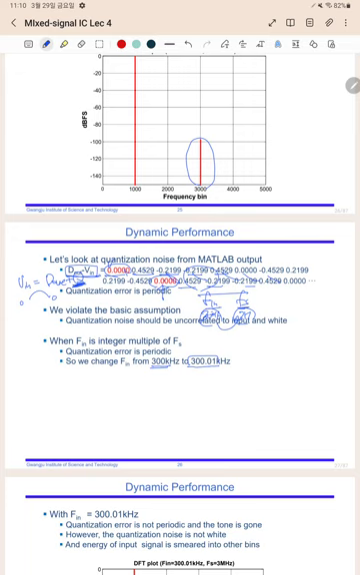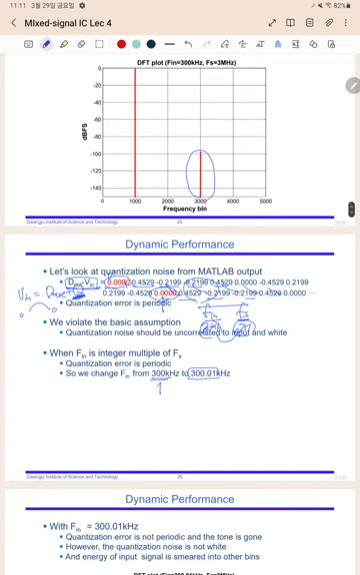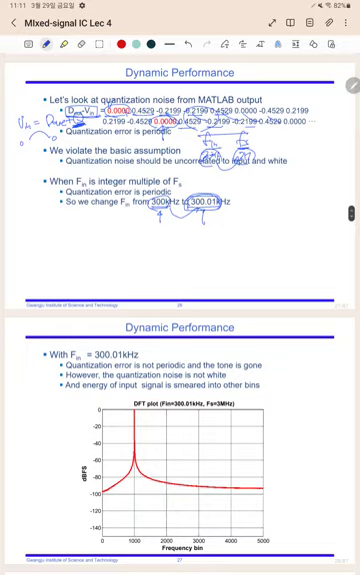And then in real field application, we don't normally care whether you tested your circuit with 300K or 300.01K. That's a very slight difference between two signals. So whether you tested your circuit with 300K or 301K, it doesn't really matter. But if you use this frequency, you can obviously avoid this periodic quantization noise, right? So then in my MATLAB code, I changed the 300K to 301K, and then I take the DFT.